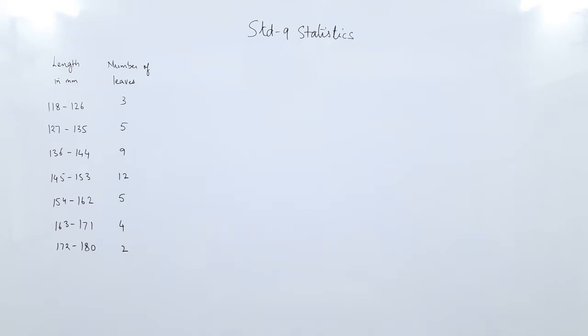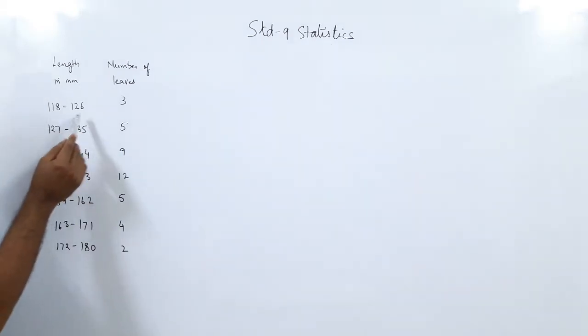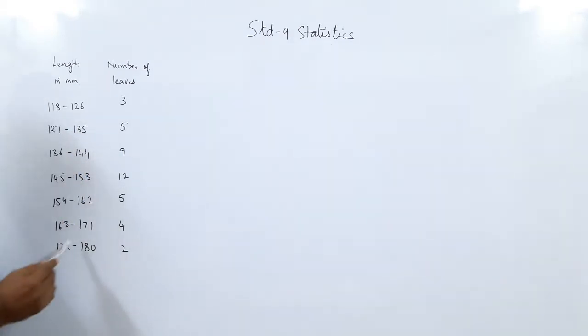Okay, in the next question we are given length in millimeter and number of leaves. The length in millimeter is 118 to 126 with 3 leaves, 127 to 135 with 5 leaves, and they have told us to make a histogram of this data. We can make a histogram because this is also numerical data which is constantly increasing: 118 to 126, 127 to 135.